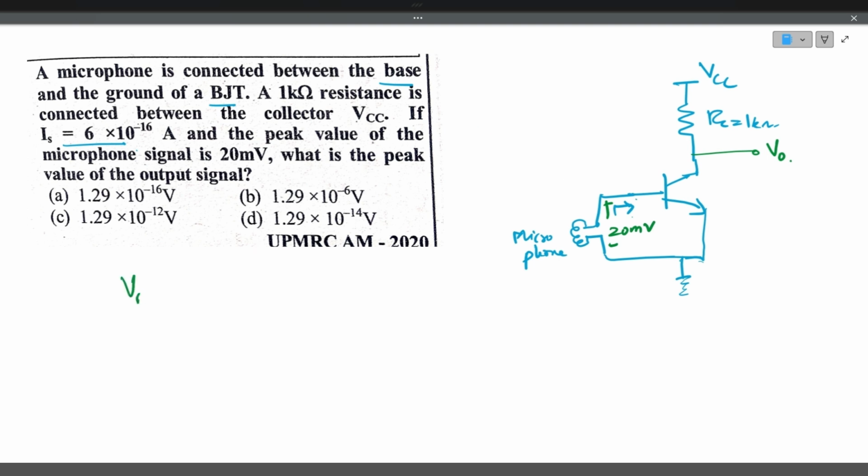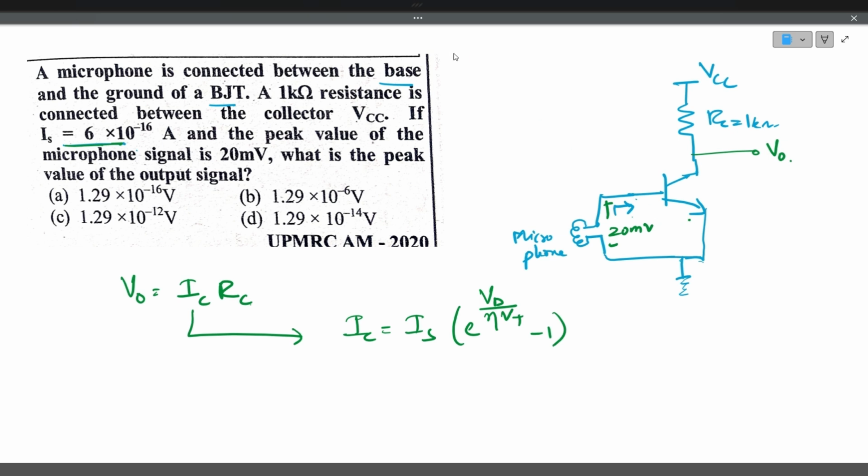So the output voltage is nothing but the output current, collector current, multiplied by resistance. Output resistance is the collector resistance. To calculate the collector current first, the collector current can be given as IS e to the power of VD divided by eta VT, minus 1. So VD is nothing but the voltage drop across the junction, which will be equal to the microphone voltage. If you apply the Kirchhoff voltage law in this loop, the same 20 millivolts will drop across the base emitter junction.